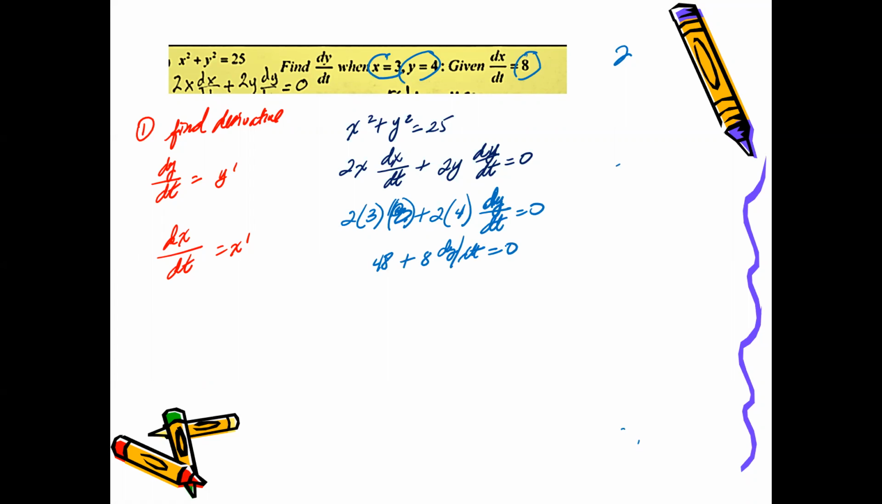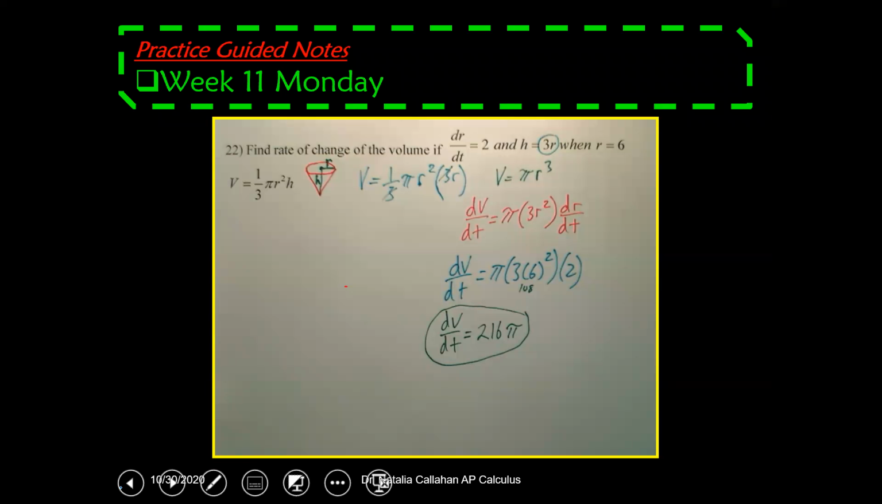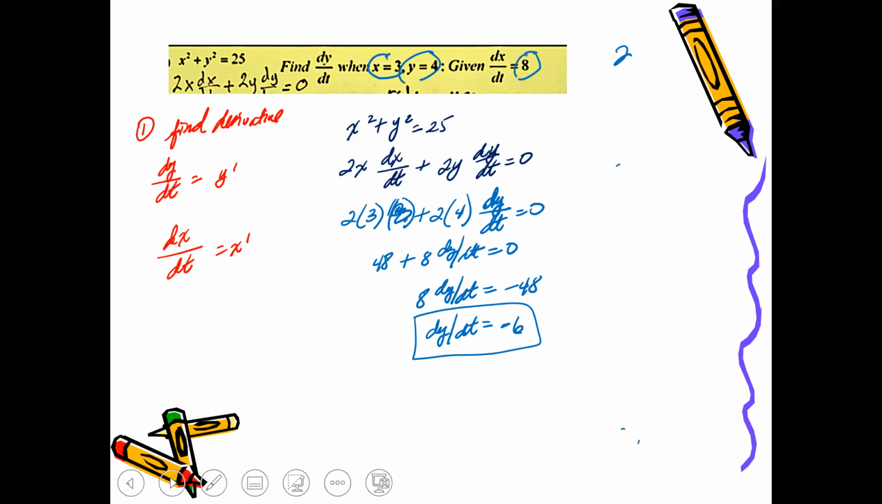Let's subtract the 48 on both sides. I have 8 dy over dt equals negative 48. Divide both sides by 8, and I have dy over dt equals negative 6. Sorry, my pen is acting very weird today. And that is your answer. It's saying find dy over dt, and guess what? You actually found it. So we are good to go.